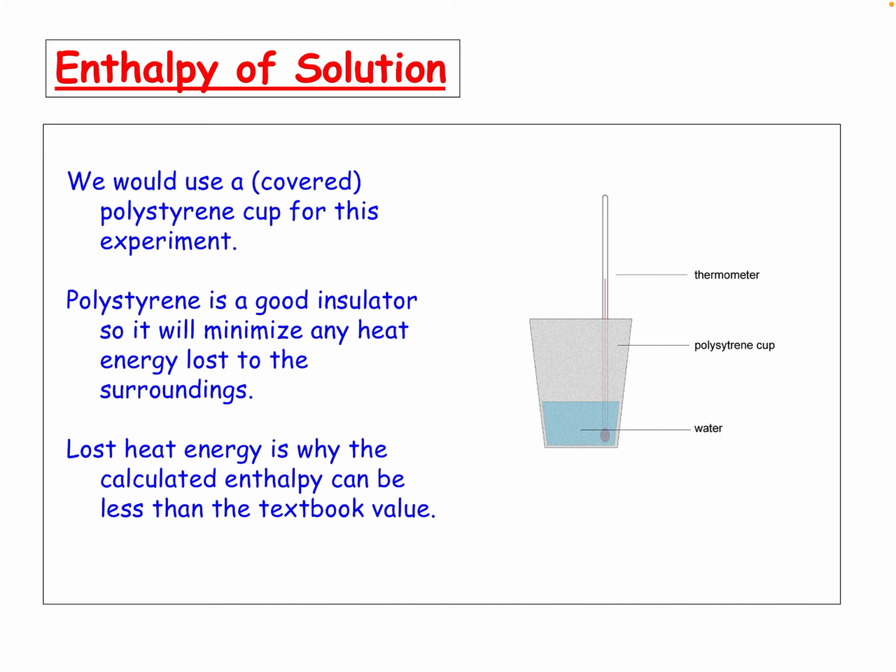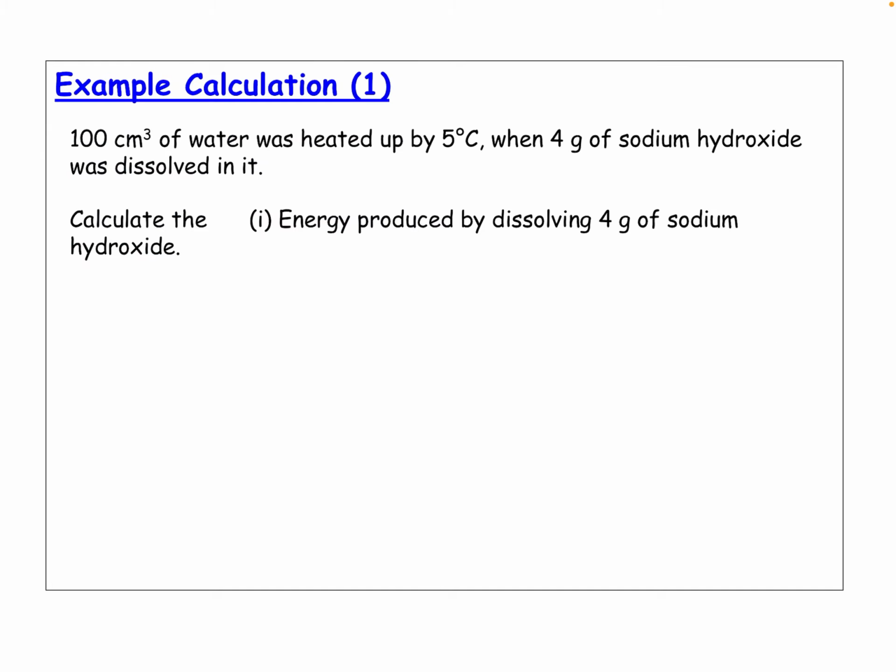Let's do some calculations and I'll show you how to do these. We've got an example, and this is pretty much just the same as what we've been doing, except it's not when something burns, it's when something dissolves in it. We're going to calculate the energy produced by dissolving 4 grams of sodium hydroxide. So this is the simple part, the easy part. This is simply just using E equals C M delta T.